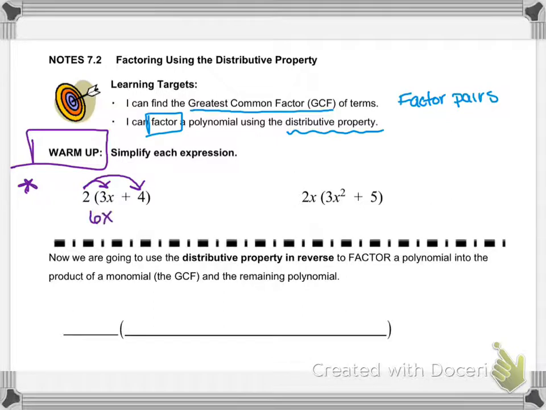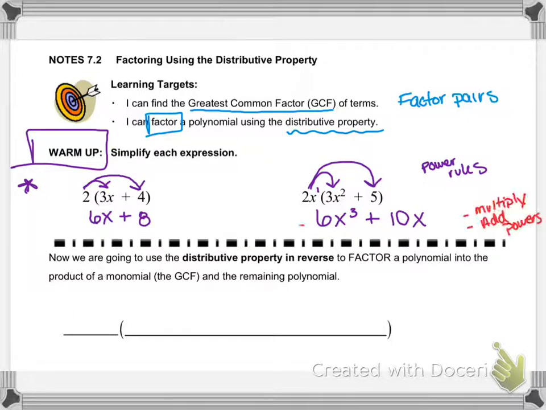All right, so when I distribute that 2, remember I'm multiplying that 2 by everything on the inside, so I'm going to get 6x plus 8, easy peasy. Now, most recently, we talked about using our power rules to distribute. So we are going to have to keep that in mind too today. So I'm going to take that 2x times 3x squared and then 2x times 5. Remember, I'm going to add those exponents. So I'm going to get 6x to the third plus 10x. Okay, so think about the process when you did this. We had to multiply those coefficients and then you added the powers.